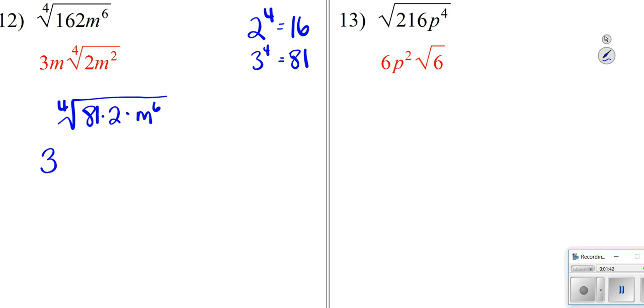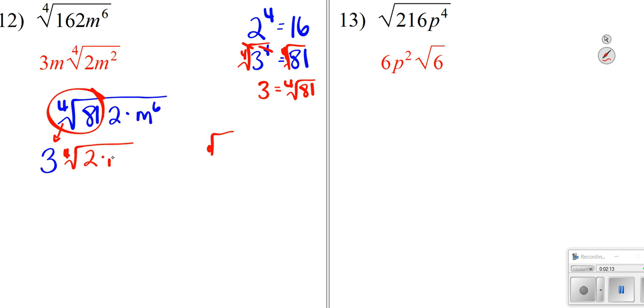So the fourth root of 81 is 3, comes out as a 3. Think about what we're doing here. If we want to get rid of something to the fourth power, we need to take the fourth root. The fourth root and the fourth power cancel each other out, and you get 3 equals the fourth root of 81. So anywhere you see the fourth root of 81, that's a 3. Same number.